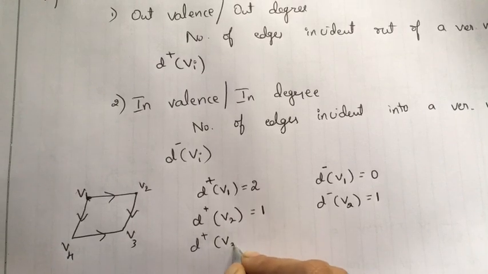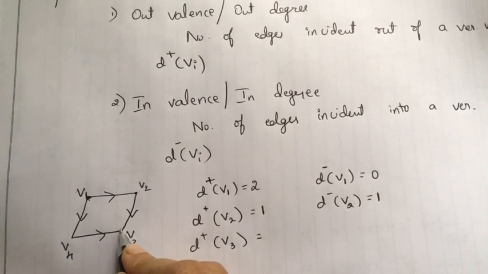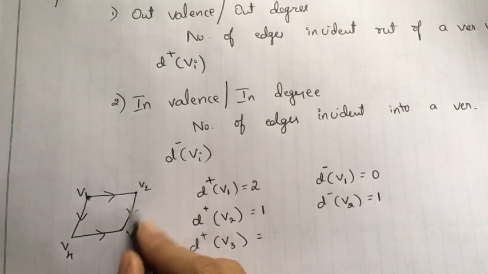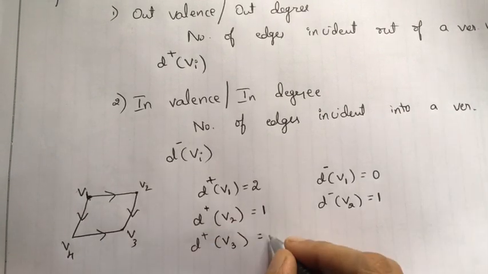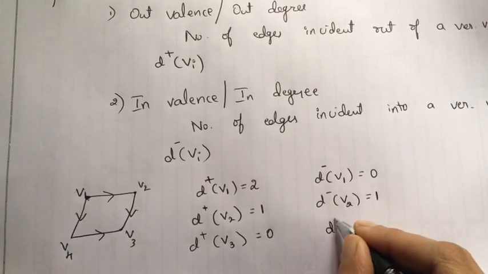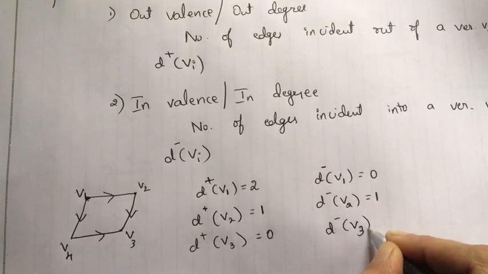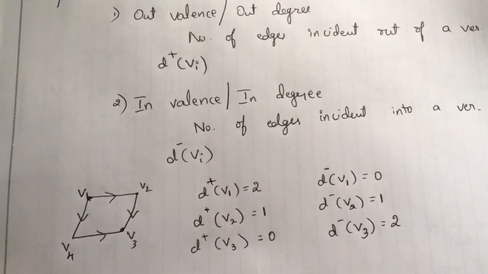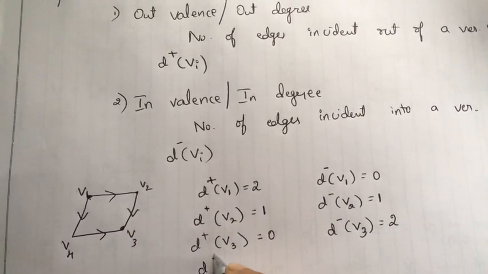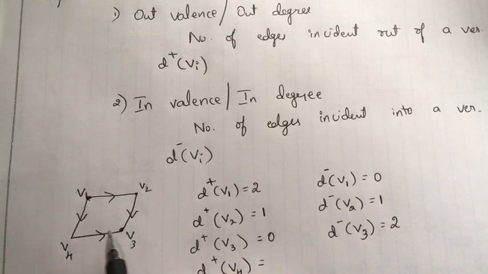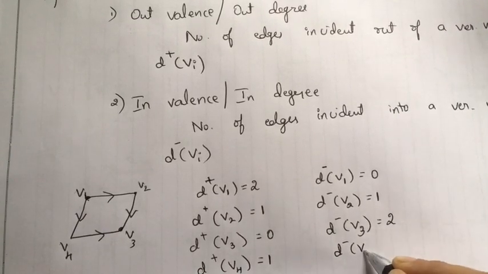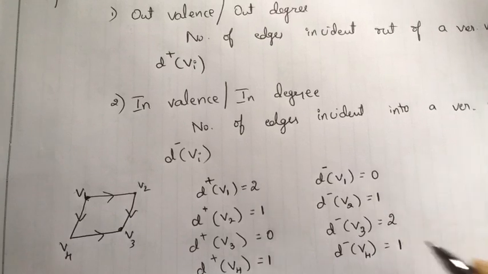Out degree for the vertex V3, there are no edges which are coming out of V3, therefore this is 0, and in degree is 2. There are 2 edges which are incident on V3, and similarly out degree for V4 is 1 and in degree is also 1.